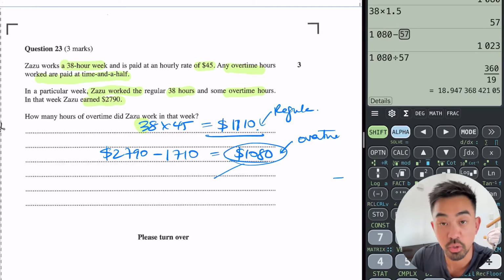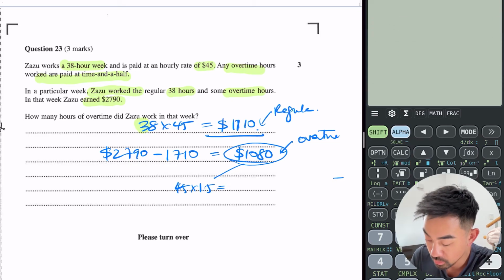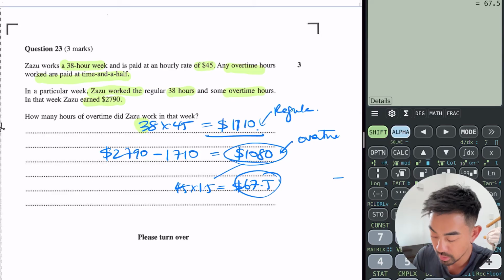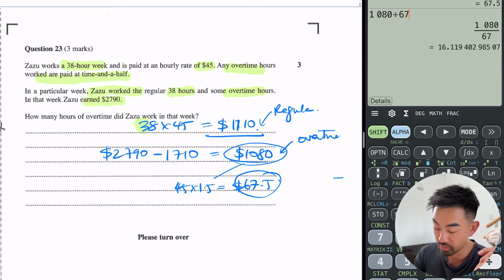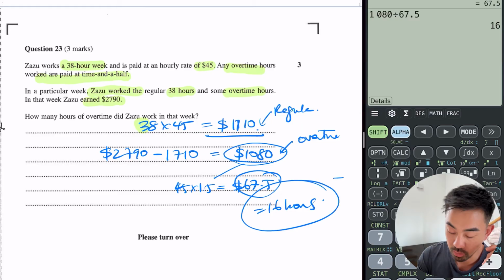Of the 1080, she works $45 at 1.5. So her hourly rate is 45 times 1.5, which is 67.5. And if she's doing $67.5 per hour and she makes 1080, it'll be 1080 divided by 67.5. So this is 16 hours.